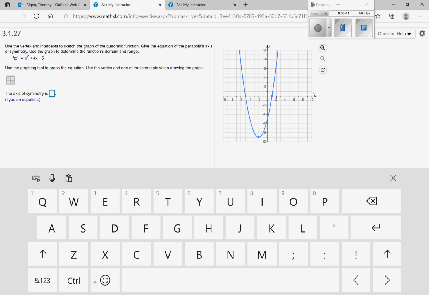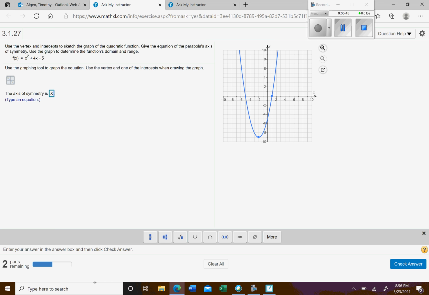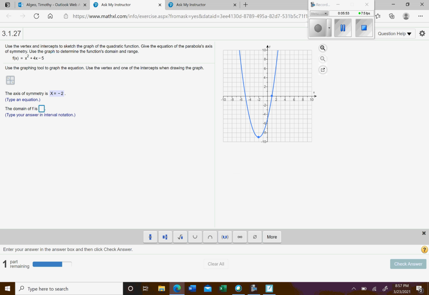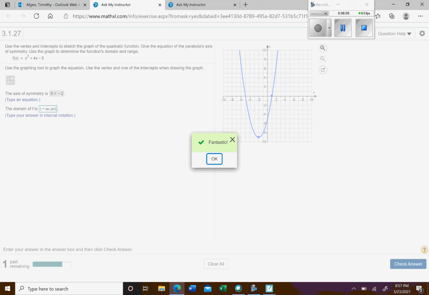So let's see, equals -2. Check that. Okay. Domain's kind of boring. It's always the same. So let's see. For these, for parabolas. Oops. There we go. Check that. Okay, and then the last part is going to be what?